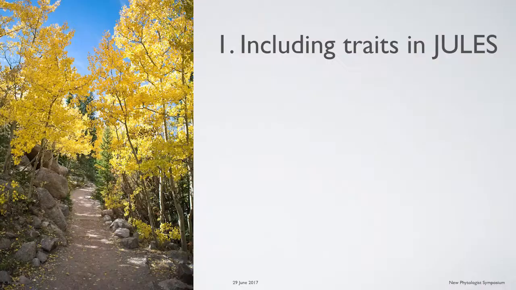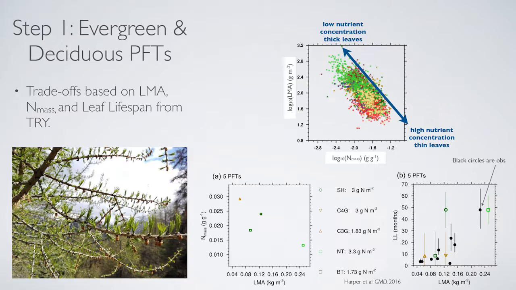So, starting with some updated trait information in JULES, as has been pointed out, traits are a fundamental part of these land surface models. But how have we been trying to update the relationships in the model? As I said at the beginning, JULES originally had 5 plant functional types. The first obvious thing to do was to split those into evergreen and deciduous. It seems like the most basic distinction that you would want to make. So we've used some data from TRY: leaf mass per unit area, nitrogen on a mass basis, and leaf lifespan.